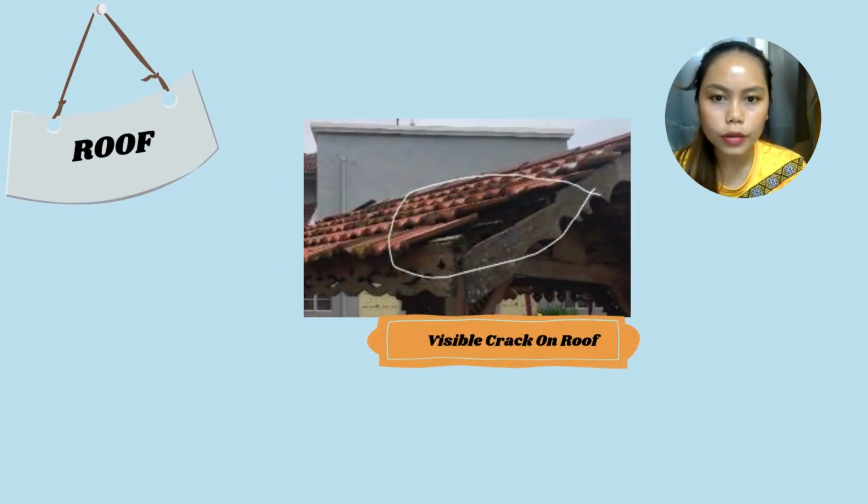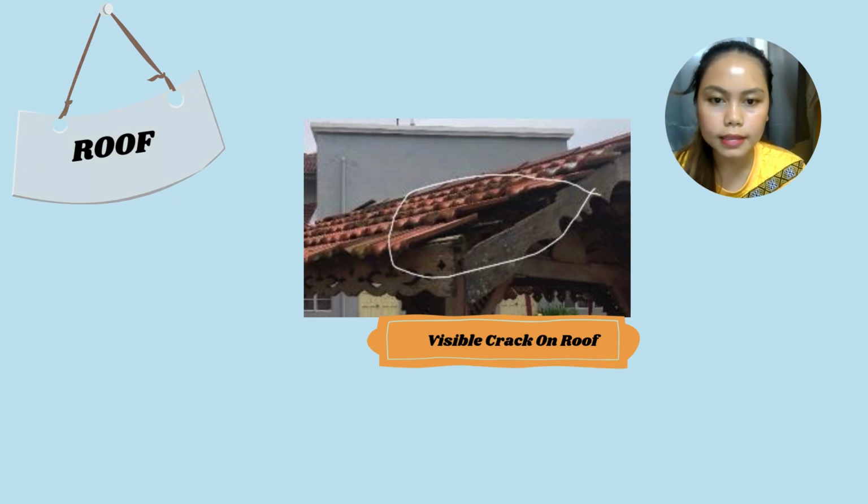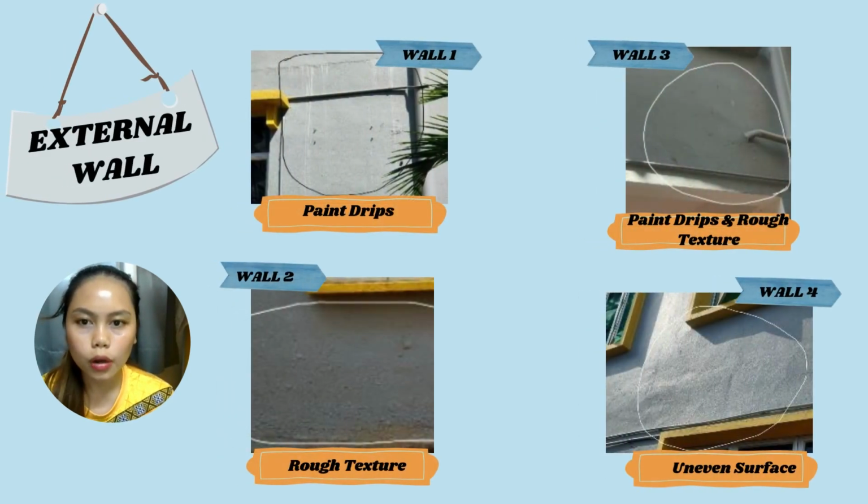A defect was identified on the roof, which exhibits clear and significant damage, including visible cracks that compromise its structural integrity. We go to the external wall, which is wall 1. The wall surface displays a noticeable stain mark, and wall 2 exhibits a distinctly rough texture, diminishing its overall quality. Wall 3 shows minor paint drip affecting its neat appearance, and the wall displays a noticeable rough texture.